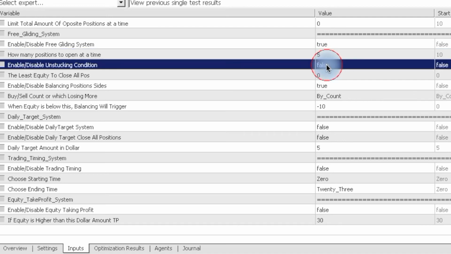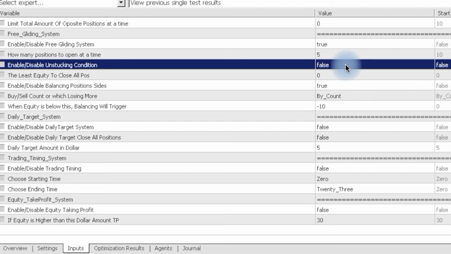Now the next one is the unstocking condition. Sometimes I have 5 positions and I'm not gaining or losing, or maybe gaining a little bit or losing a little bit. I want to get out of this situation. So I have, for example, 2 buys and 3 sells, or 3 buys and 2 sells. I want to get out of this situation and start fresh again and find another maybe winning pattern.